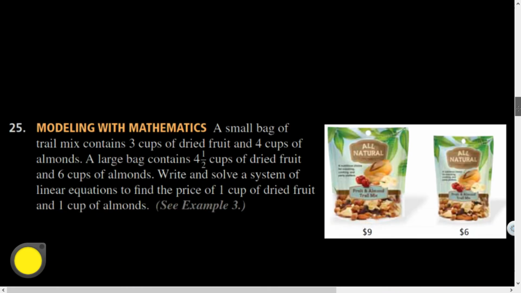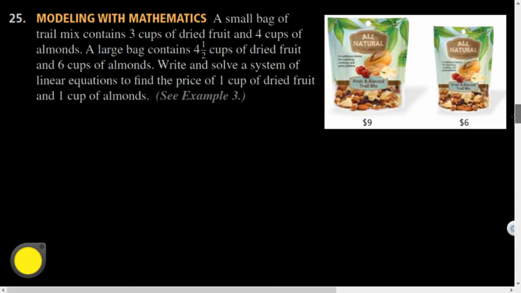Let's look at this last problem. Buying bags of trail mix. A small bag of trail mix contains 3 cups of dried fruit, 4 cups of almonds. A large bag contains 4.5 and 6. Write and solve a system of linear equations to find, here's our variables, the price of 1 cup of dried fruit. So let's let x equal the price of dried fruit.